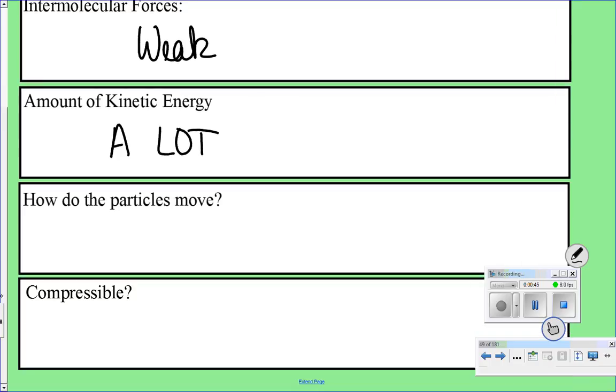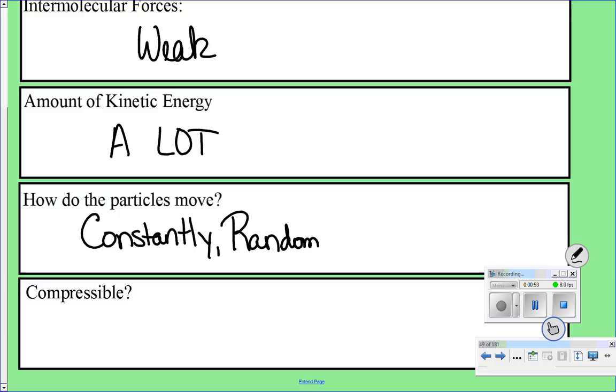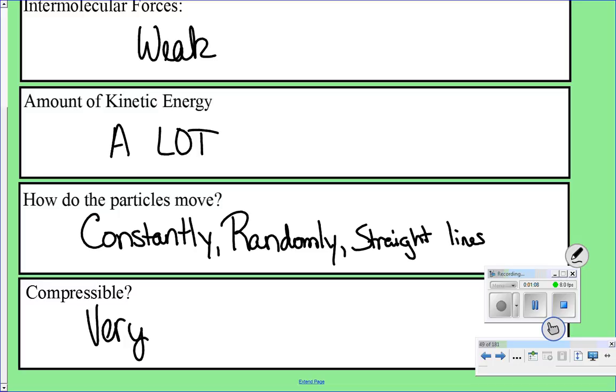And we expect their particles to move constantly. They don't stop moving. They move very randomly. And although they move randomly, they do take straight line paths. Their paths can be diverted by bumping into things. Gases are also very compressible because of those large spaces between the gas particles.